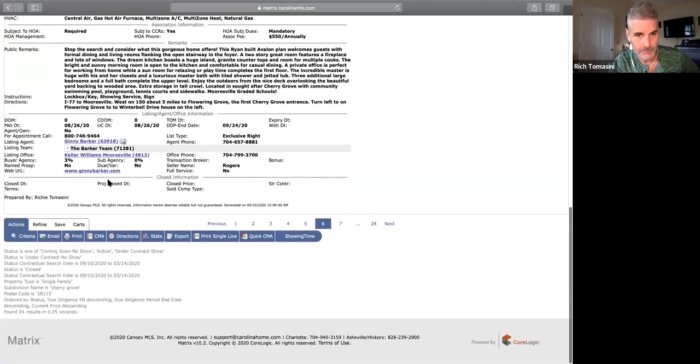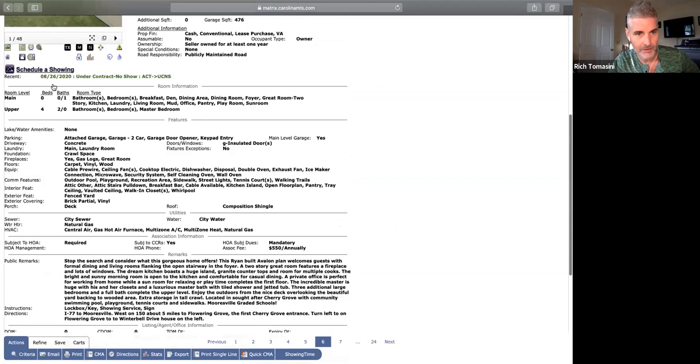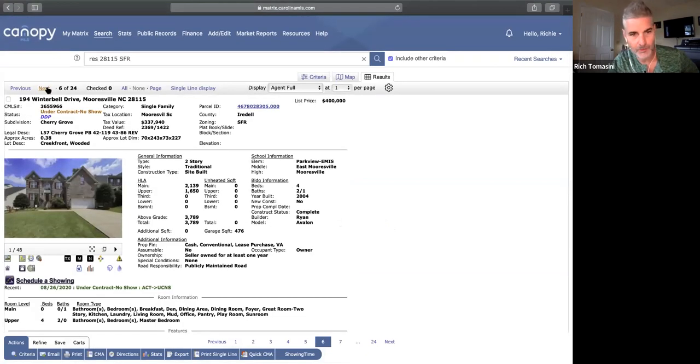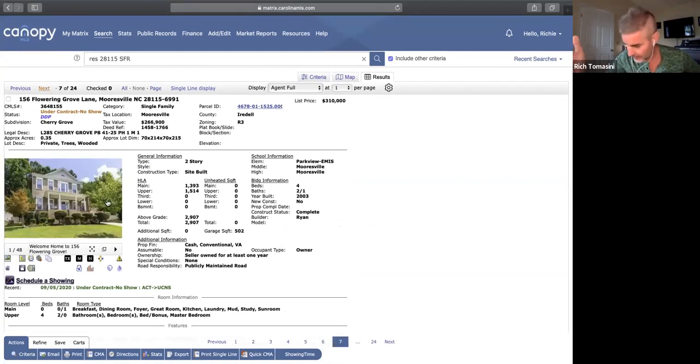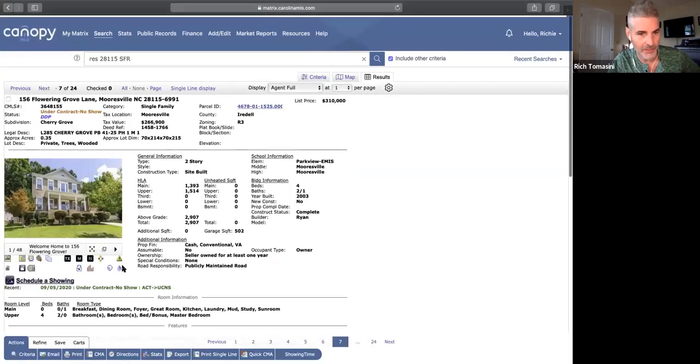Next one, 0 days to sell. Unbelievable. Ginny Barker. I love Ginny Barker. She was my Mooresville welcoming person when I moved here in 2005. She was in my living room for an hour and then became a realtor and killed it. Flower and Grove Lane, same street that I'm on as the subject property. Ginny Barker again, struck again.